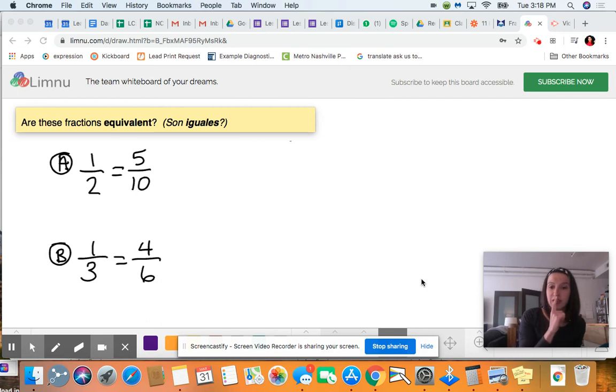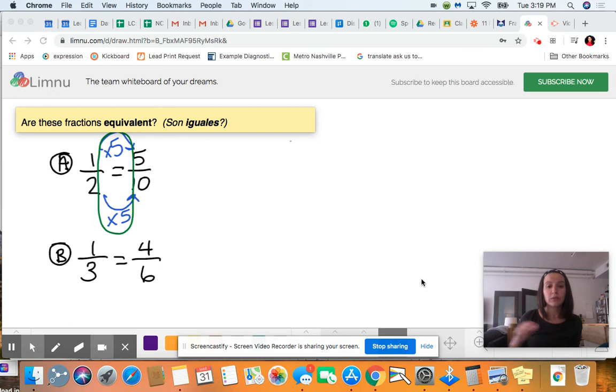The first thing I think about is if I have 1/2 and 5/10, I know that to get from 1 to 5, I can multiply by 5. When I look at the denominator, I know that to go from 2 to 10, I can also multiply by 5. So when I look at these two fractions, I know they are equivalent because I can multiply both the numerator and the denominator by the same number.